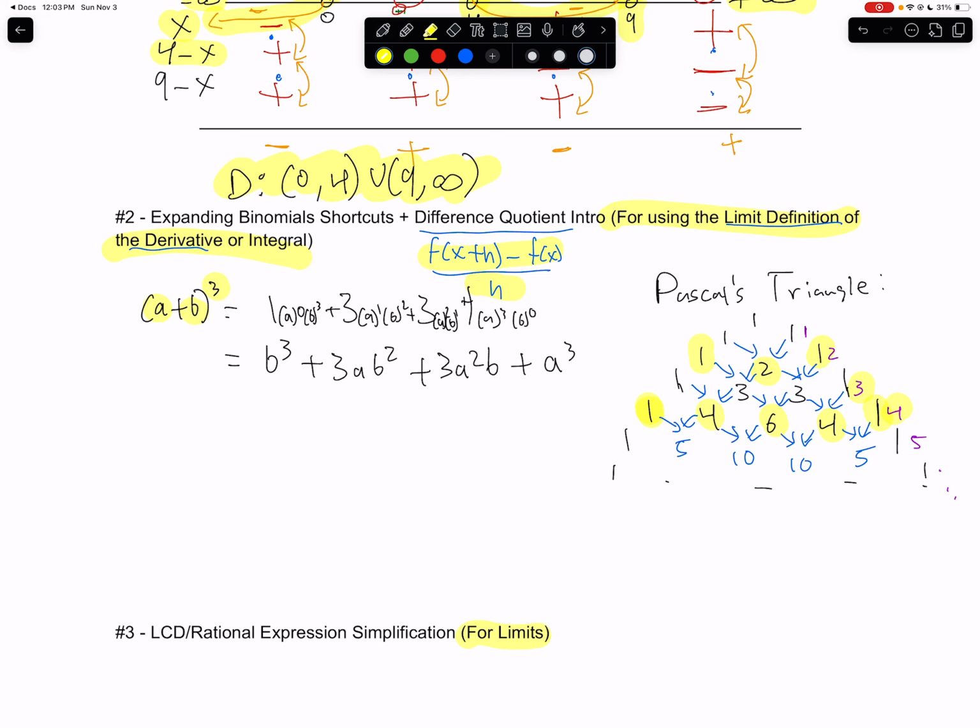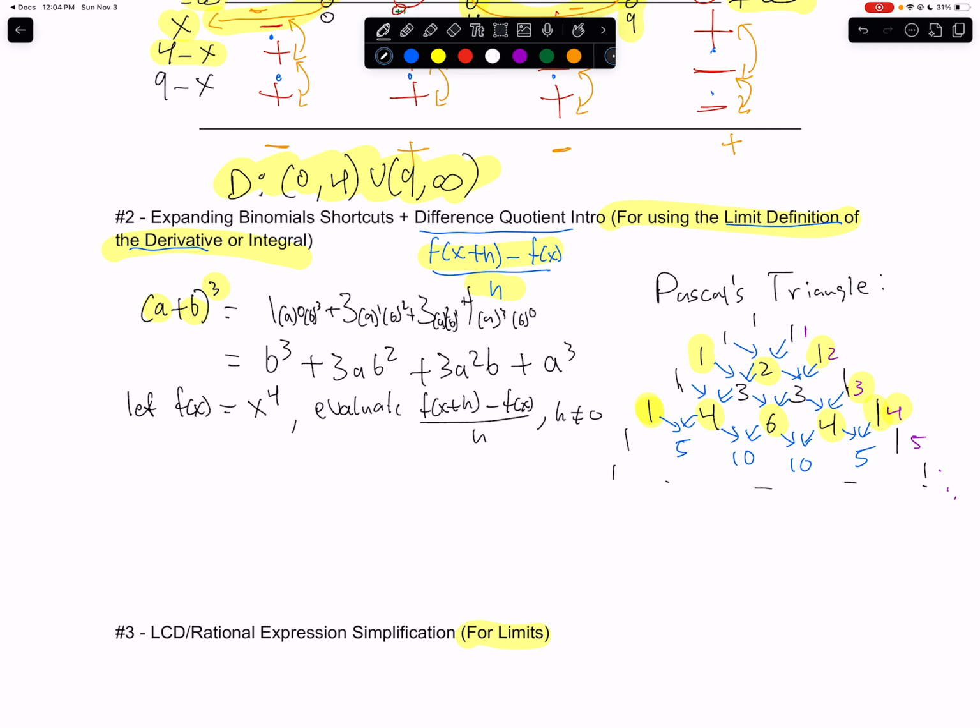So let f of x equal, let's say, x to the fourth. Evaluate f of x plus h minus f of x over h, comma, h cannot equal 0. Hopefully that makes sense, because if you plug in 0 for h, then it would be undefined. So where do we go from here?